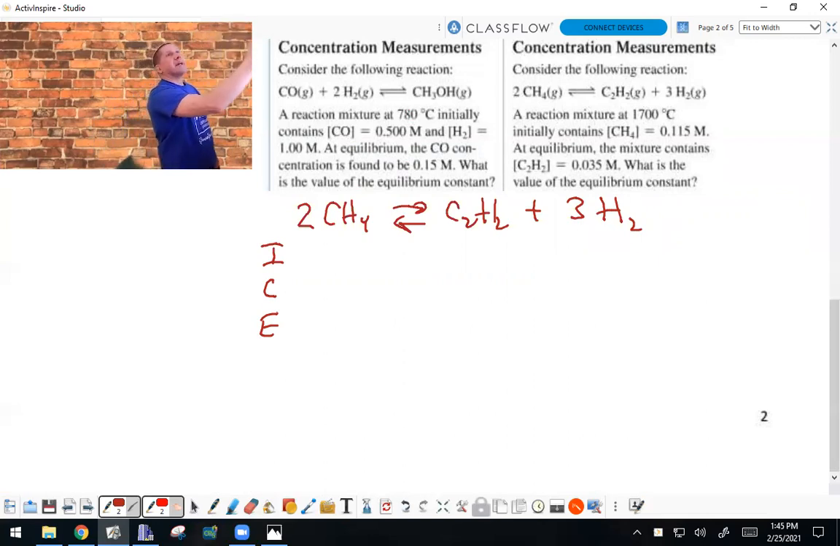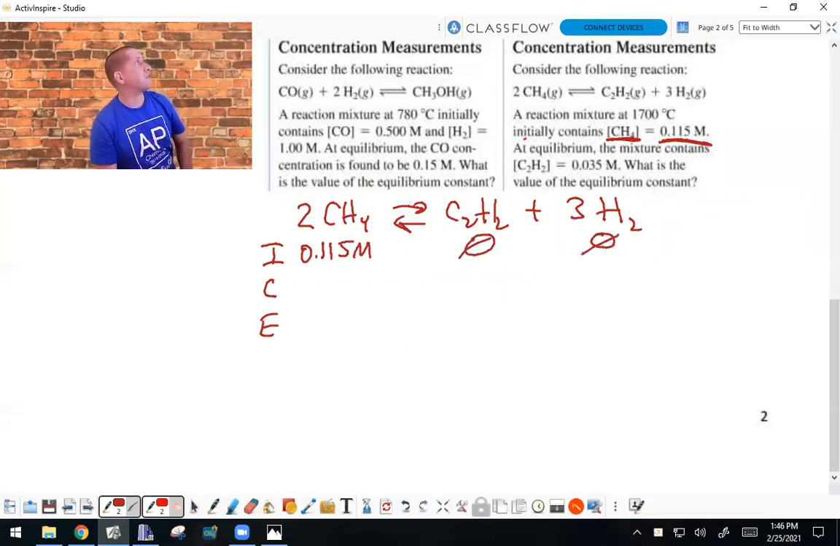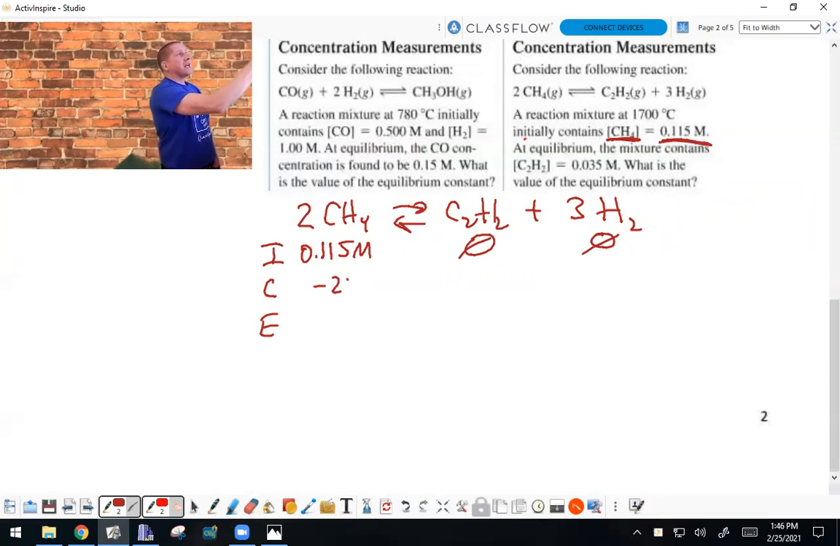We're given molarities again. It says the initial contains CH4 at 0.115. We don't have any of that or any of that. All right, so which way does the reaction go? It can only go, again, left to right. It can't possibly go the other way because I don't have any of the product yet. So this is not just minus x, though, but minus 2x, plus x, and plus 3x, stoichiometry.